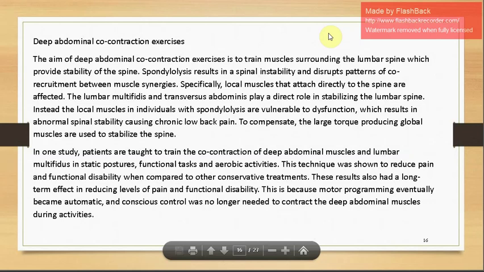So in a study, patients were taught to train the co-contractions of deep abdominal muscles and lumbar multifidus in static postures, functional tasks, and aerobic activities. This technique was shown to reduce pain, and functional disability was also reduced when compared to other conservative treatments. These results also had a long-term effect in reducing levels of pain and functional disability. This is because motor programming eventually becomes automatic and conscious control is no longer needed to contract the deep abdominal muscles during activities.